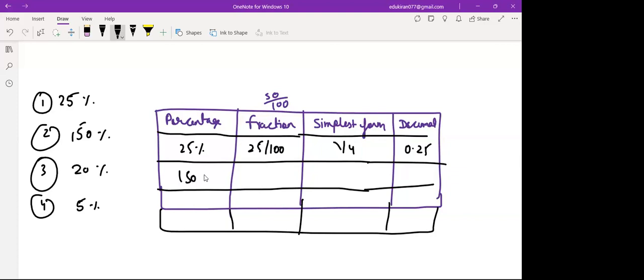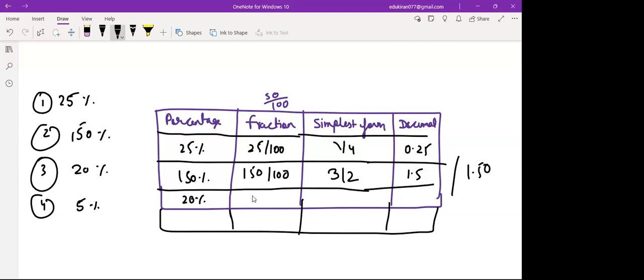Now coming to 150%. So first one is simple, I will do 150 by 100. Now tell me the simplest form. 3 by 2. Good. Next, decimal, 1.5. Everybody, you can write 1.50 or 1.5, both are the same, right? Clear?